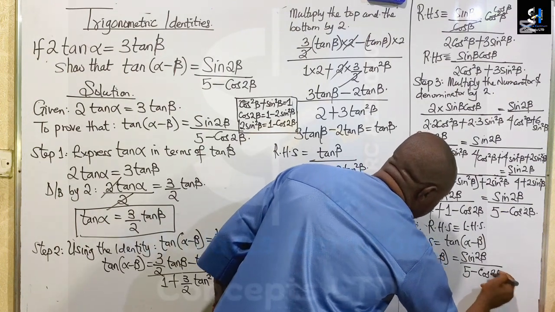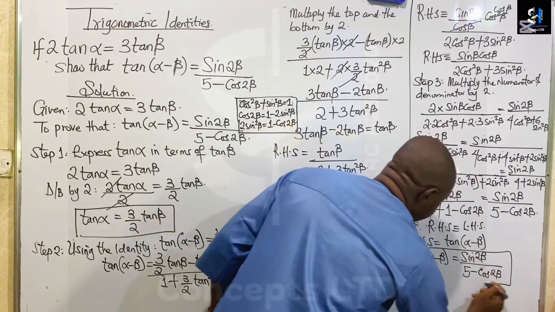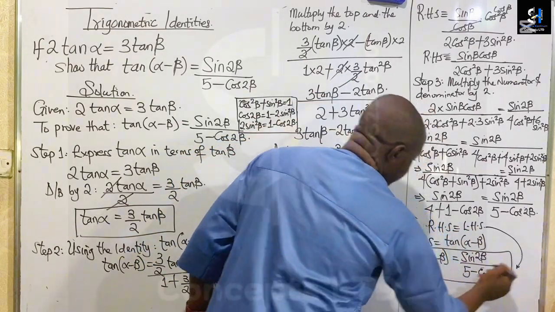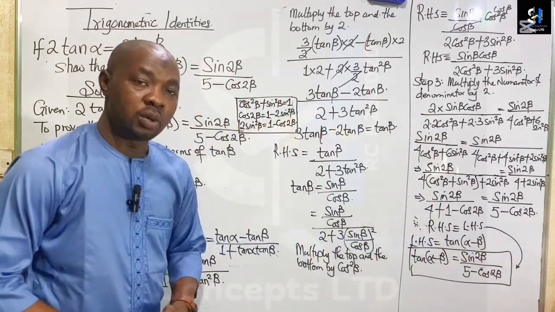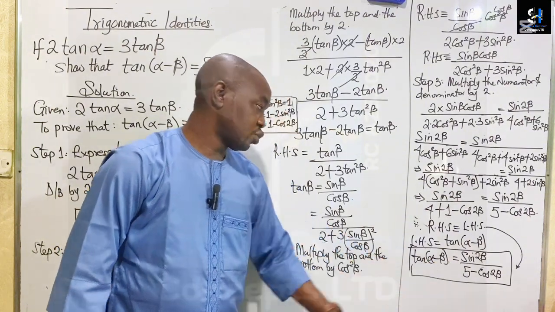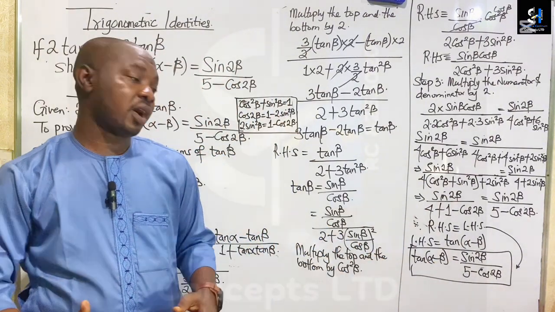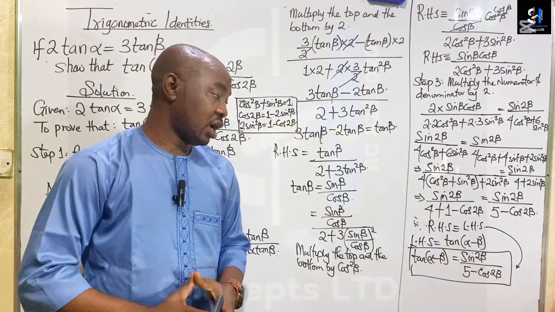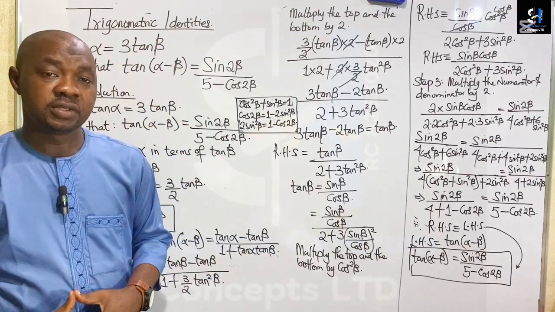So we have just proved that the left hand side is equivalent to the right hand side. We know that tan alpha minus beta equals sine 2 beta over 5 minus cos 2 beta. And that brings us to the end of this session.